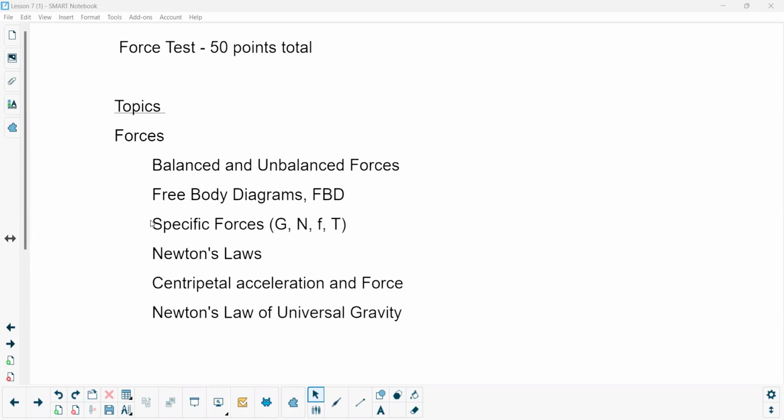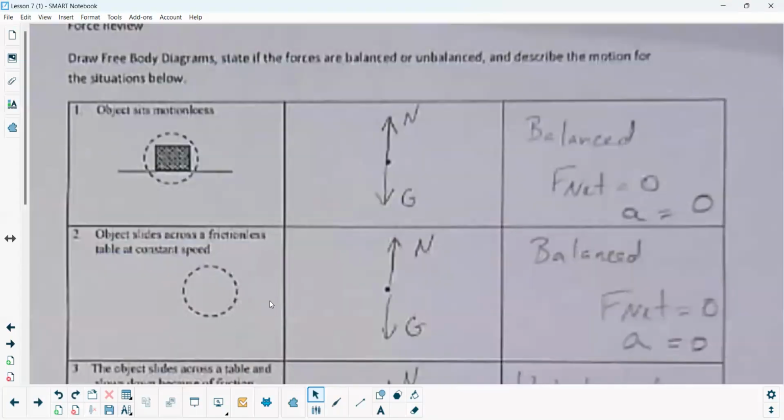The specific forces of gravity, normal force, friction, and tension, and they'll be involved in a problem or two. Newton's laws, first, second, third, identifying which law is being most demonstrated in a situation. And then we'll finish up with centripetal acceleration and force. And usually that goes along with the Newton's law of universal gravity problem where something is going in a circle like a satellite.